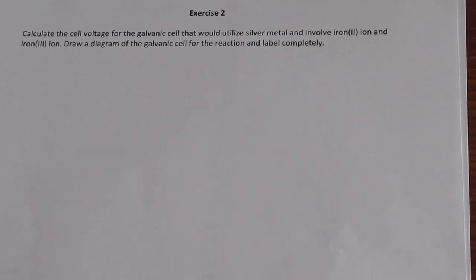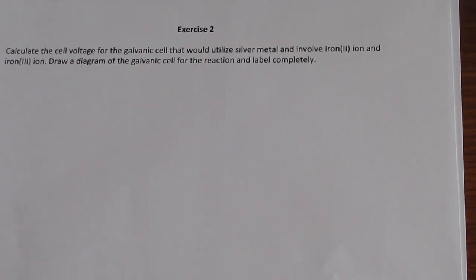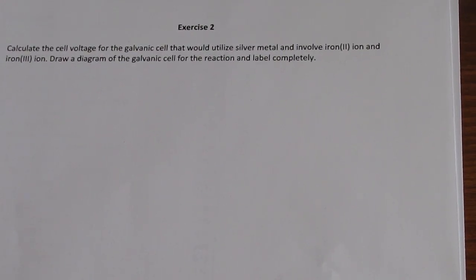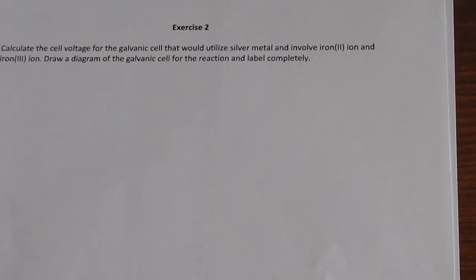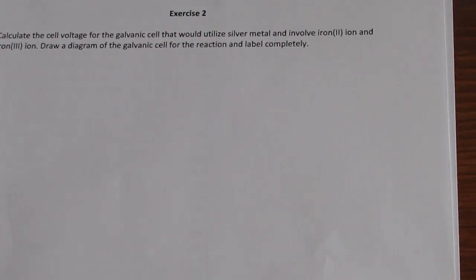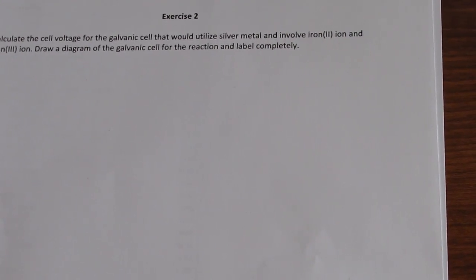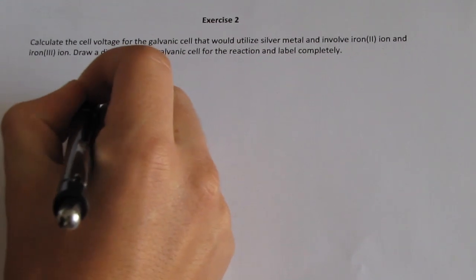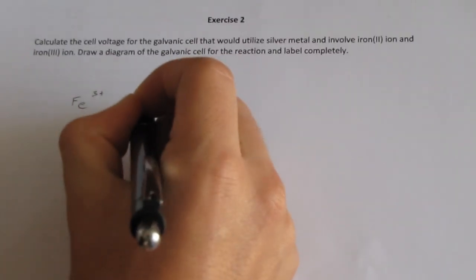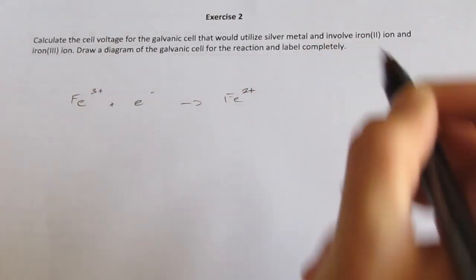First, we need to break down the problem. We know that a galvanic cell involves a redox reaction, which is a reaction with a transfer of electrons. So we should look for the potential half reactions. The iron ions look promising. If you write out the reaction in its reduction form, remember reduction is gaining electrons, then it would read Fe3+ plus an electron goes to Fe2+.